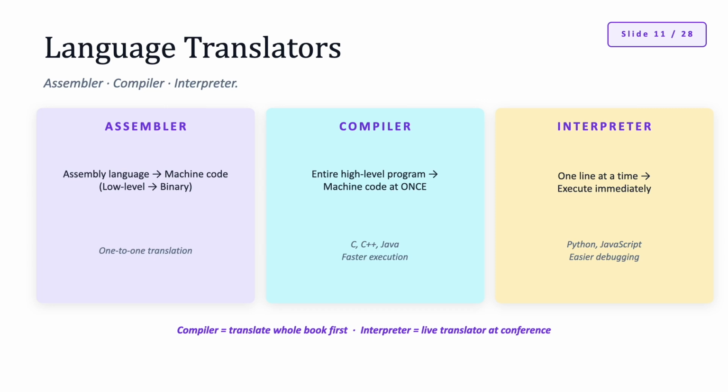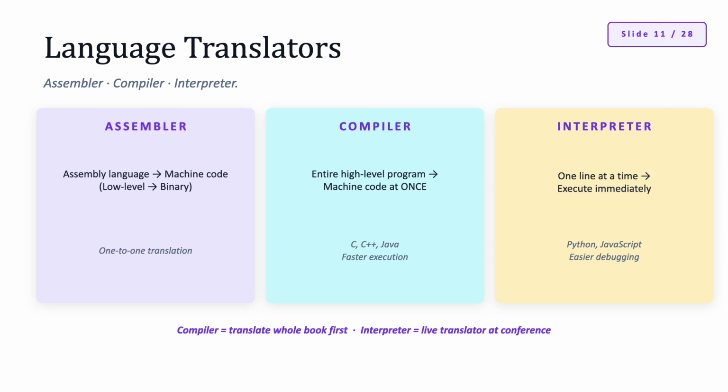When you write code in Python or C++, the computer cannot understand it directly. It only understands machine language, binary, zeros and ones. Language translators convert your code into machine language. There are three types. An assembler converts assembly language into machine code.